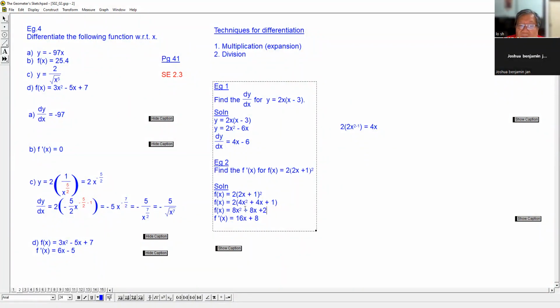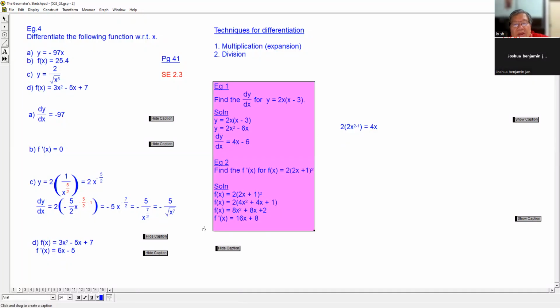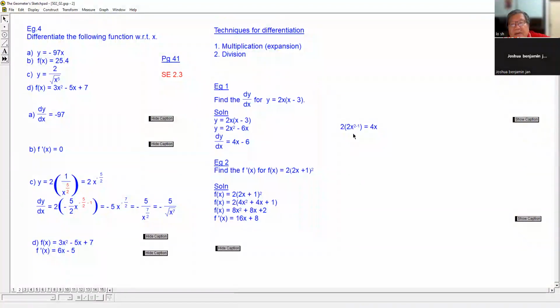So 8x squared, when you differentiate, what do you get? 16, then the x is reduced by 1, becoming 16x. Then 8x becomes 8. Differentiating the 2 becomes 0. So this is the answer: 16x plus 8.